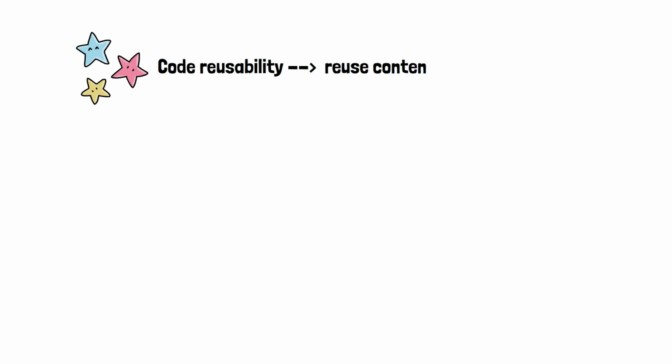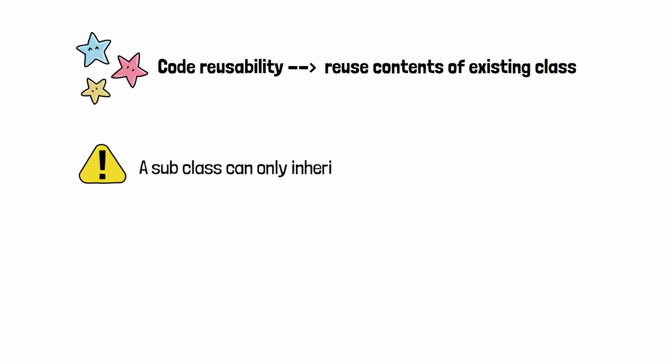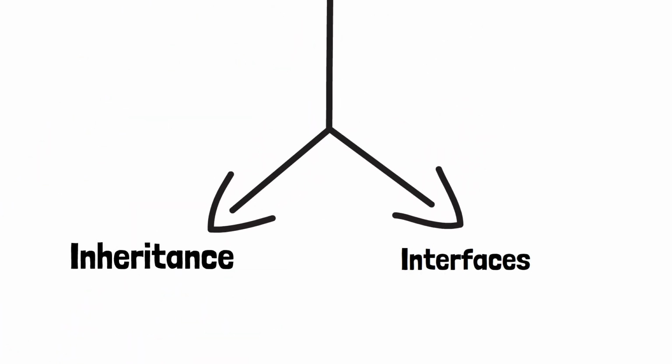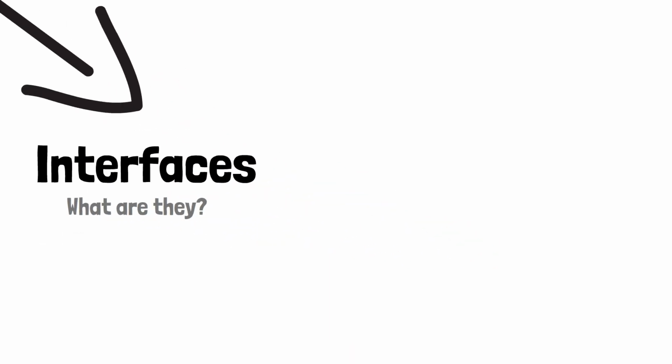Inheritance is incredibly useful. It allows for code reusability, which means we can reuse elements from an existing class with very little effort. One limitation, however, is that a subclass can only inherit from one superclass at a time in Java. So, what if that wasn't enough? Well, this is where our second method of achieving polymorphism comes in: interfaces. Before we can understand how interfaces work, we should be clear on exactly what they are.